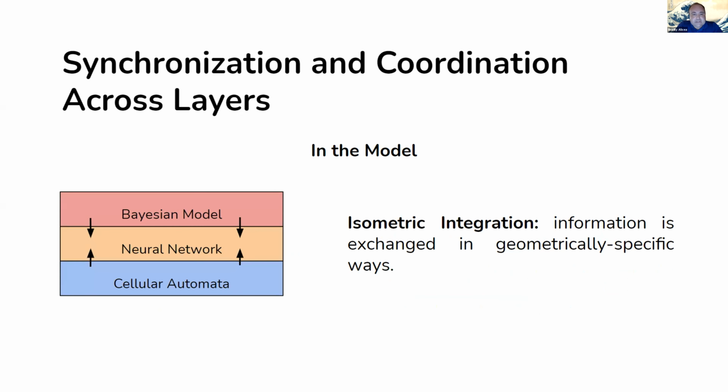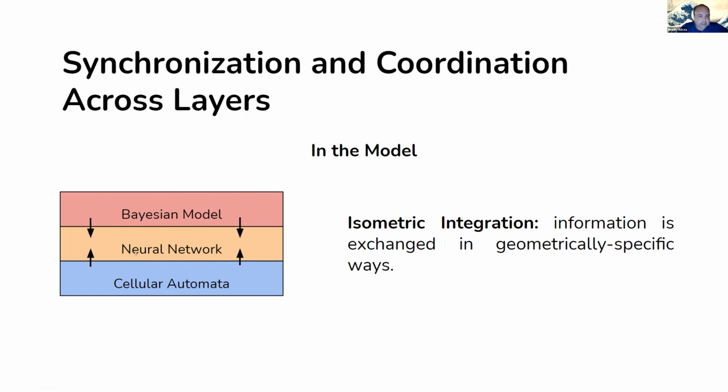Another example, though, is isometric integration. And that's what you see here. And this is actually one of the examples from before. In isometric integration, information is exchanged in geometrically specific ways. So instead of having this mechanism where you're proposing that things are moving upward and downward, they're just stacked on top of one another. And some of them are modulating the activity of ones below or ones above. And it's organized in a way that is maybe optimal, depending on the function of the agent.